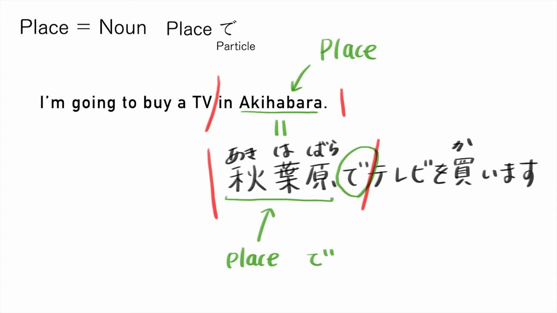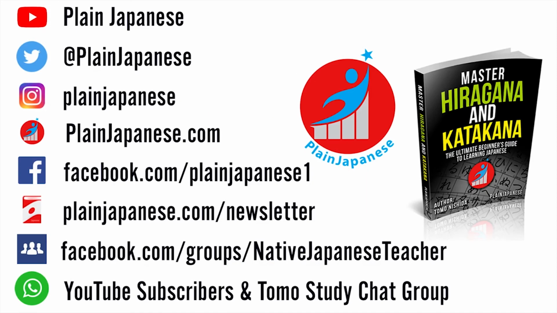I'm going to buy a TV in Akihabara. In Akihabara is the place, so 秋葉原でテレビを買います。Okay, that's it for today's lesson.